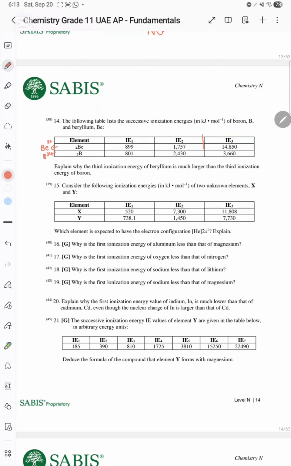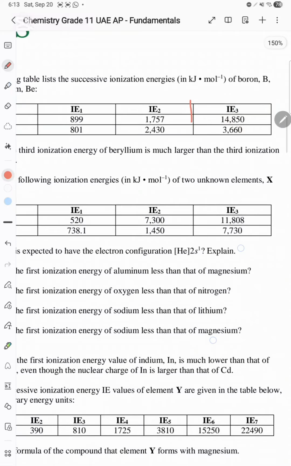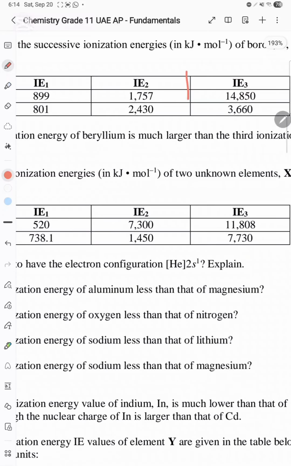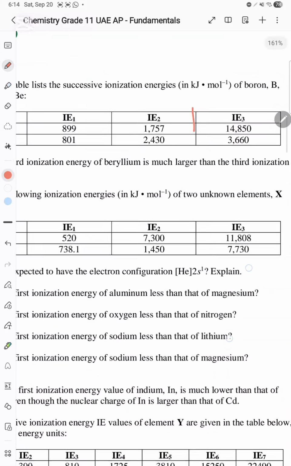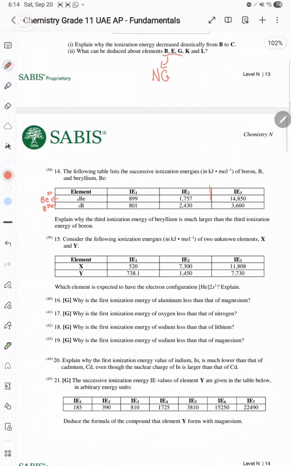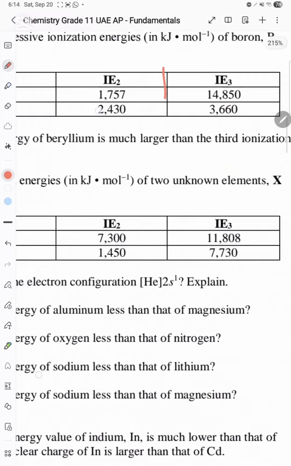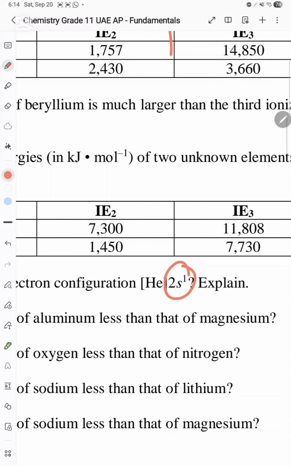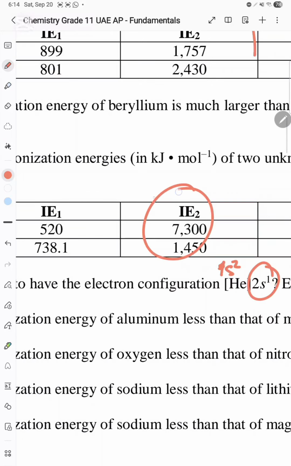Now, question 15. Consider the following ionization energies. Which element has an electronic configuration of He 2s1? That is 1s2 for He, and they want 2s1. It is most likely X, because taking away from 2s1 is fine, but taking away from 1s2, which is way closer to the nucleus, requires way more energy.